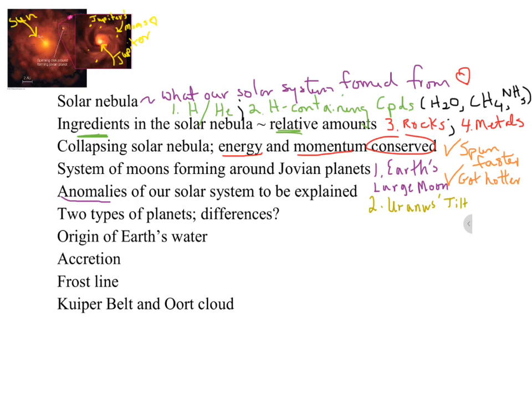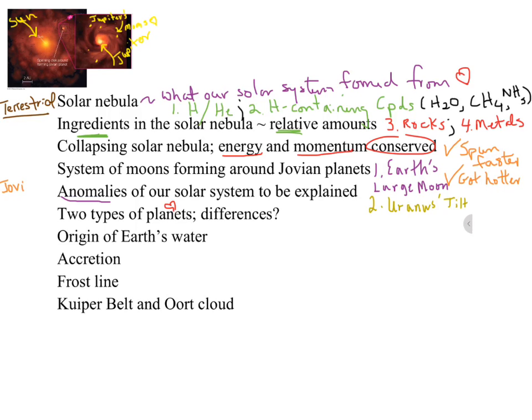And the thing about getting whacked to form our moon, there was all sorts of whacking going on early on in our solar system's history. The other thing, and it's the same reason, lots of chaos, I call it chaos, is Uranus got its tilt. So if you're asked what are the anomalies, those are the two anomalies.